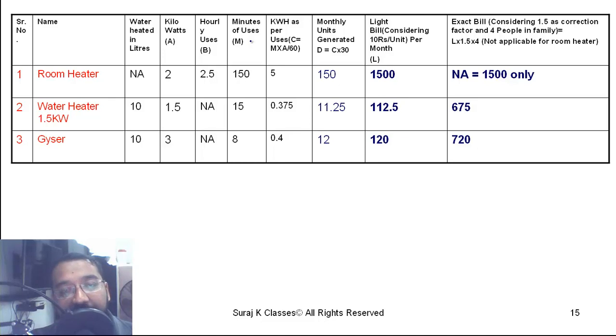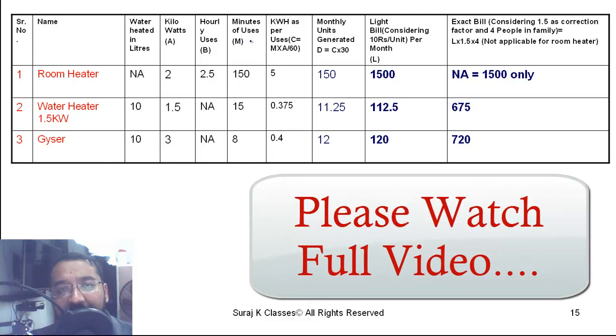And this table is indicating the uses of every particular equipment, that is whether it is a room heater, whether it is a water heater, whether it is a geyser, and how these equations have come. I have formulated everything in a single table. This is a very useful table.